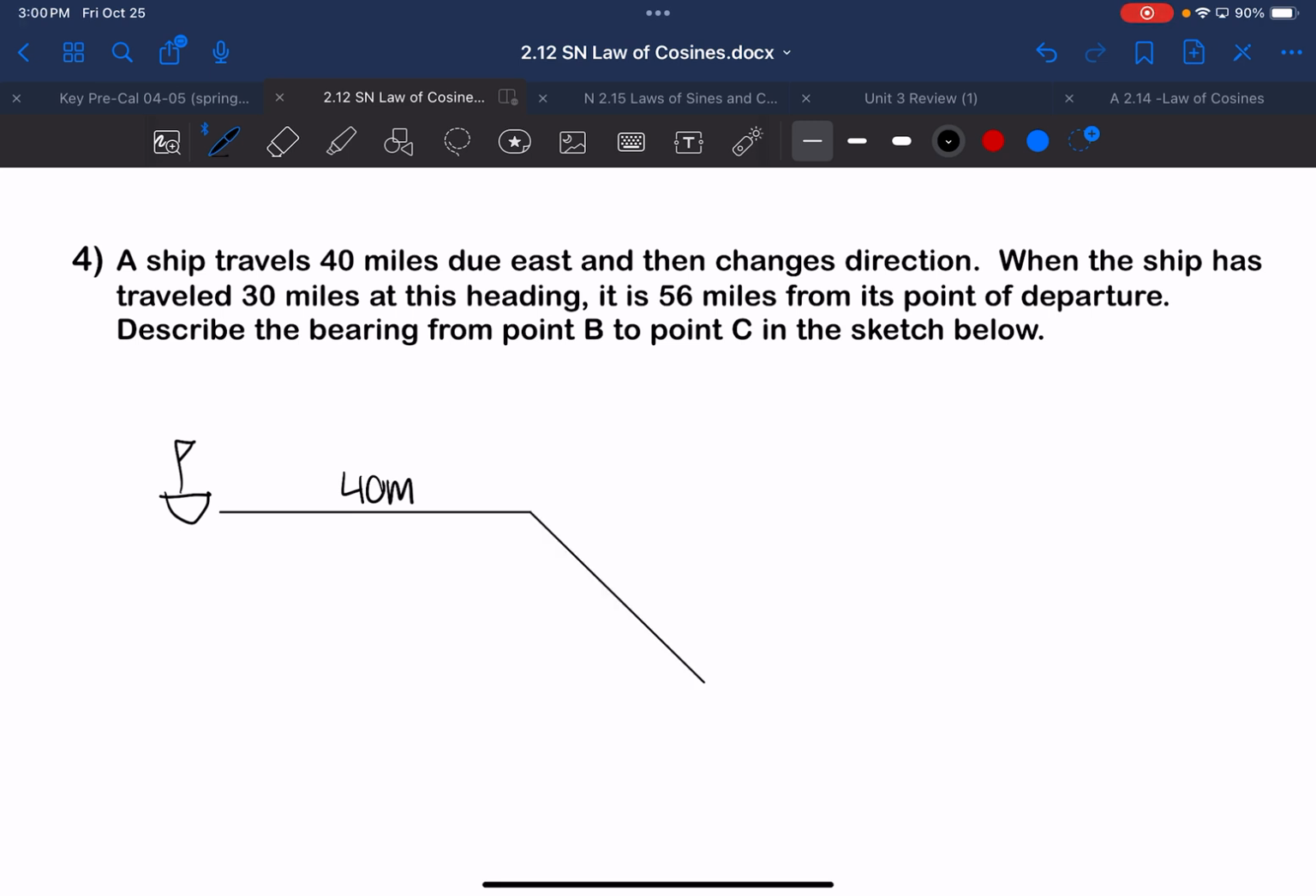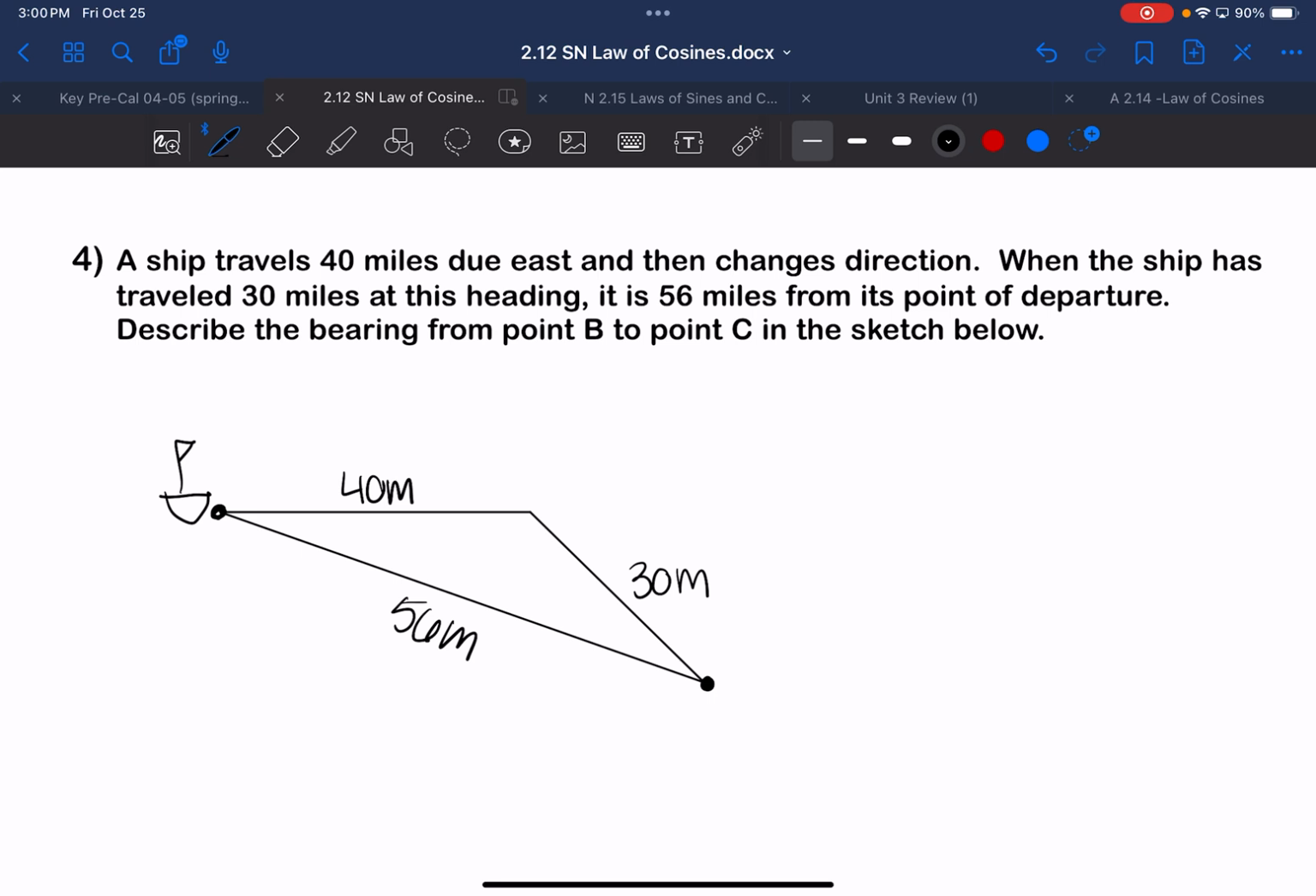Okay, but it says it travels that way for 30 miles. Yeah, it's 30. Okay. And then wherever it ends up, it says that now it's 56 miles from where it started, right? So from its starting point here to where it is now, this line is 56 miles. Okay?